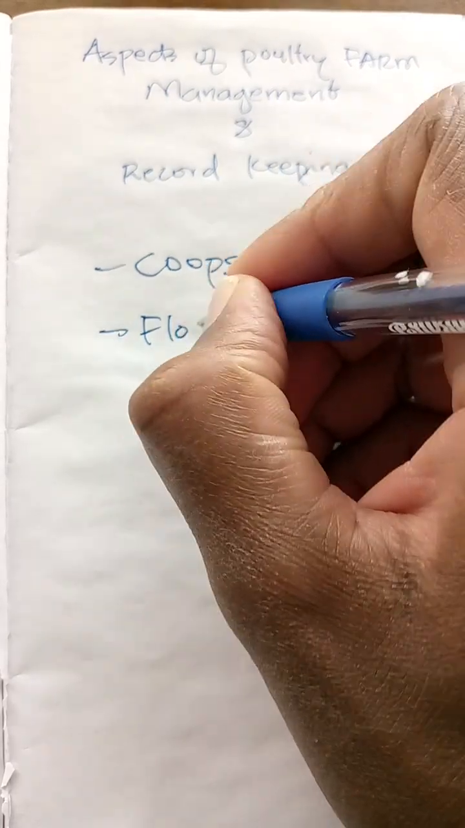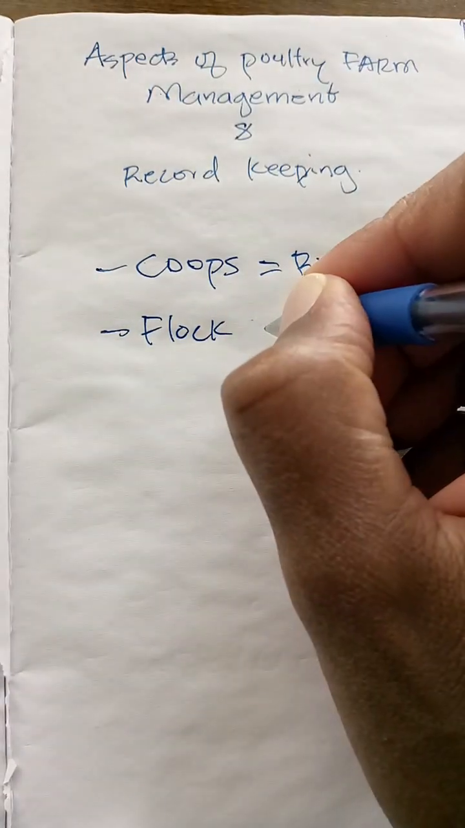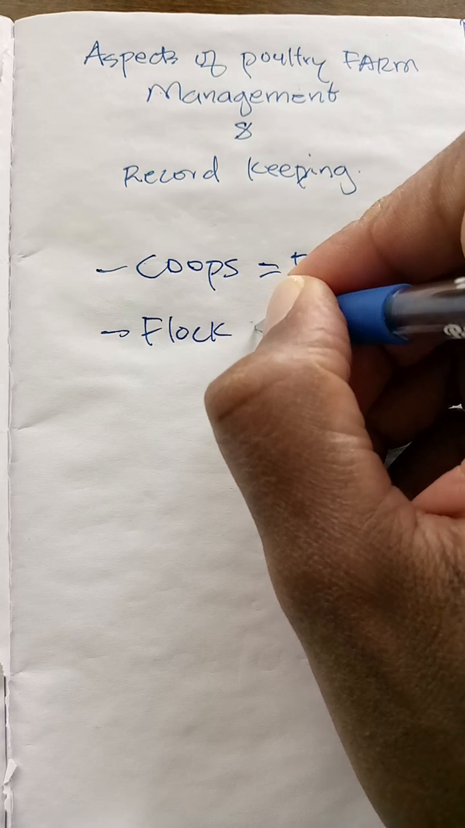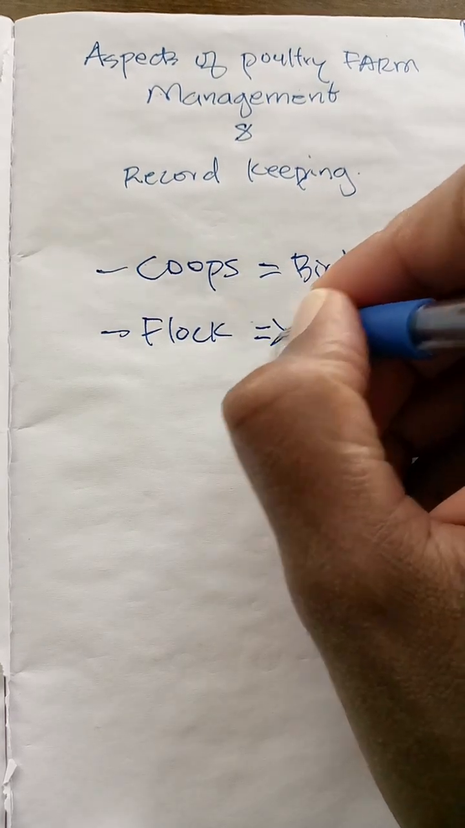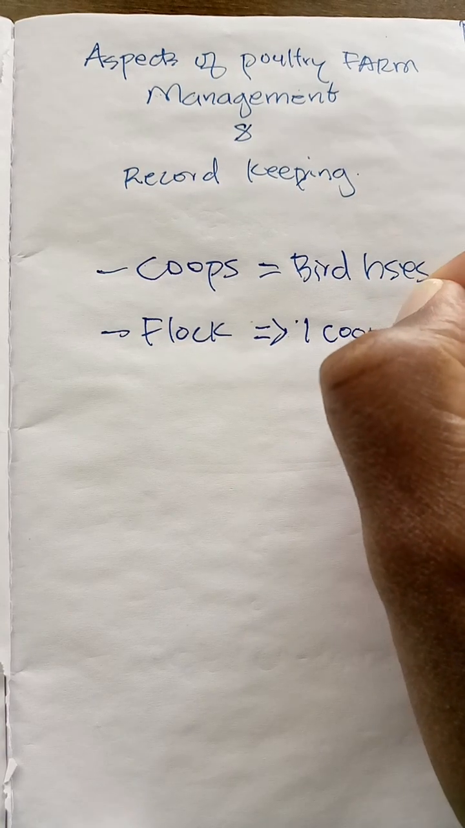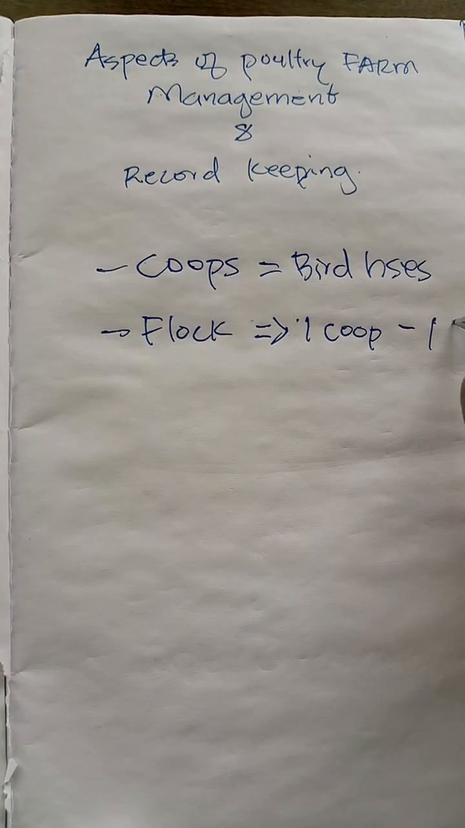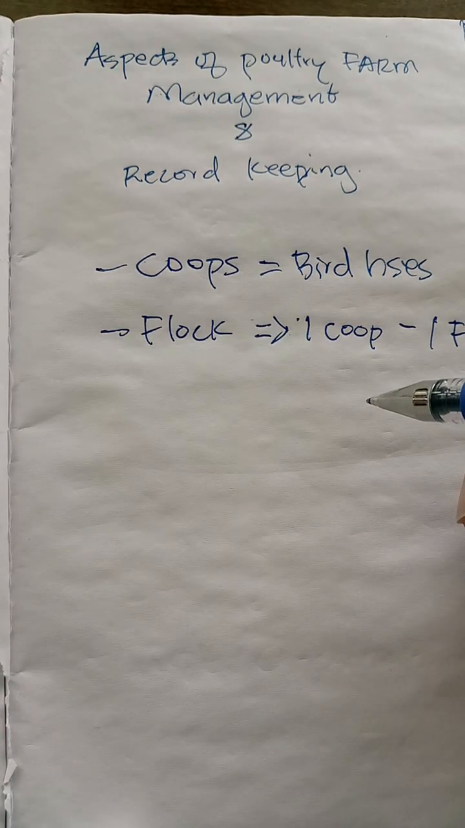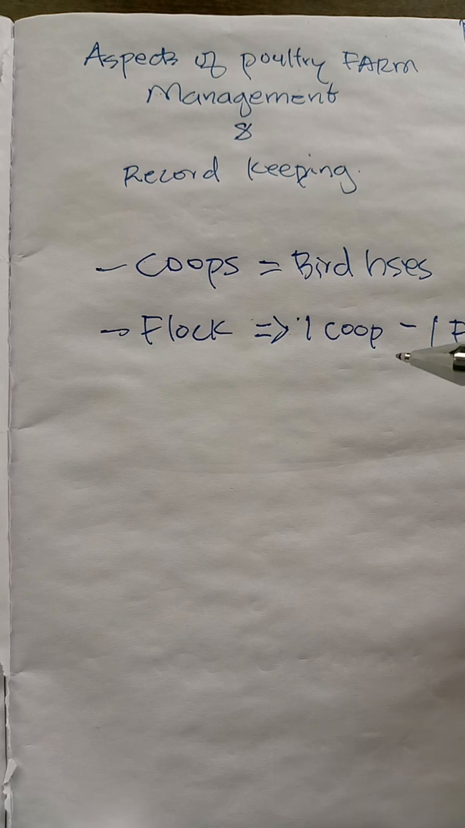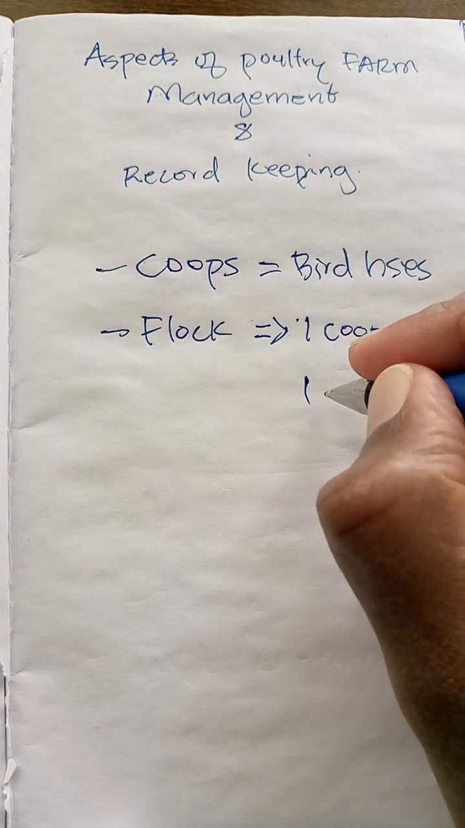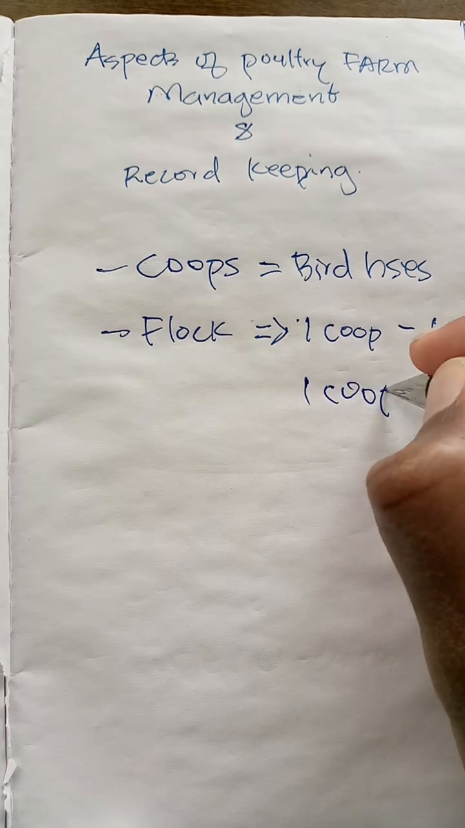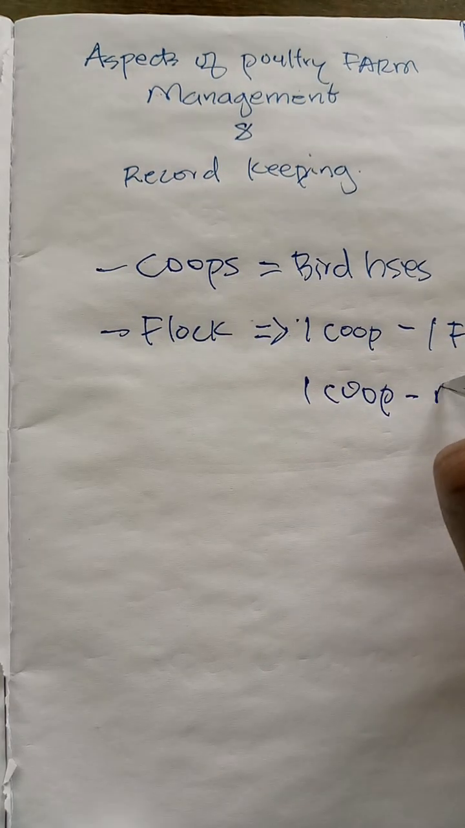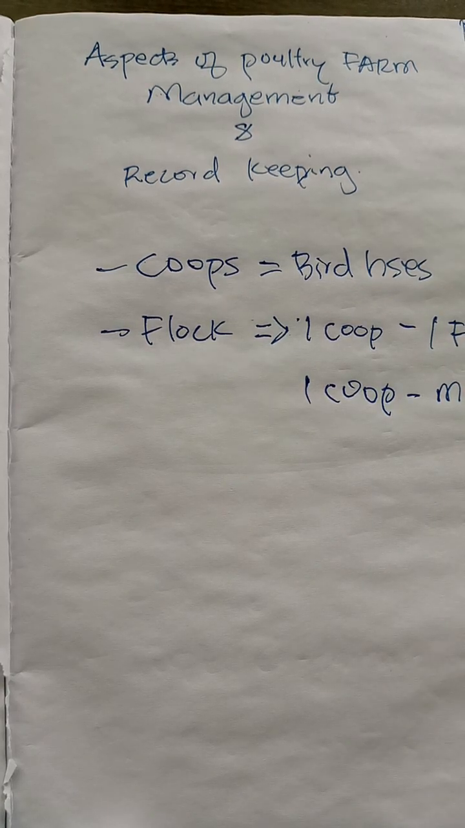The next thing that you manage are flocks, and usually this means for commercial poultry farmers one coop has one flock. For, let's say, backyard farmers or other kinds of farmers, you might have a situation where you have one coop with many flocks, right? Flocks.